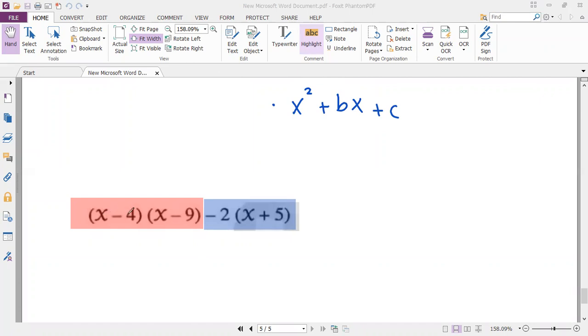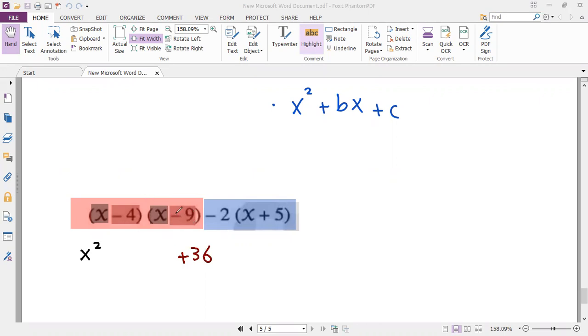Expand x minus 4 multiplied by x minus 9. And how can we expand? To expand x minus 4 multiplied by x minus 9, multiply the first by the first. And the first here is x. So multiply x by x. Okay. X multiplied by x is x squared. And multiply the second by the second. The second is -4, multiplied by the second, -9. So negative times negative is positive. And 4 times 9 is 36.